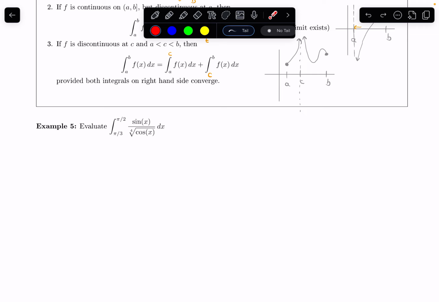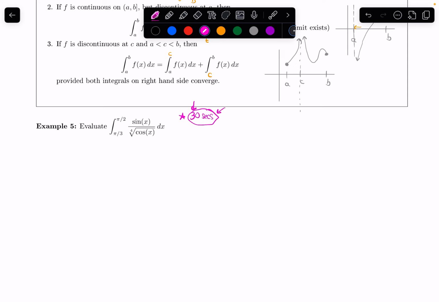Let's do an example. Let's say I want to evaluate this integral from pi over 3 to pi over 2 of this function. I first want you to pause the video for about 30 seconds to see if you can identify what's making this improper. Where is this function discontinuous? Give it a quick pause for about 30 seconds. So pause it in 3, 2, 1, pause it.